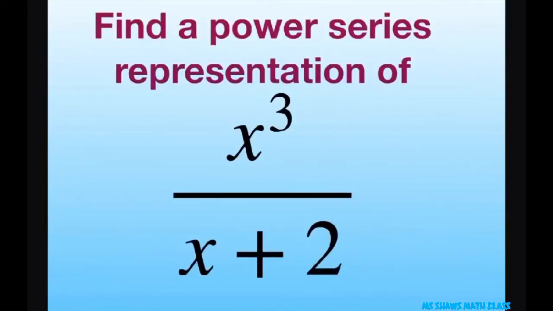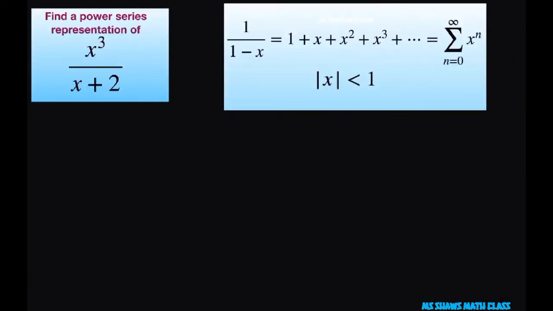Hi everyone, we're going to find a power series representation of x cubed divided by x plus 2. We want to write it in the form of 1 divided by 1 minus r, where the absolute value of r is less than 1.